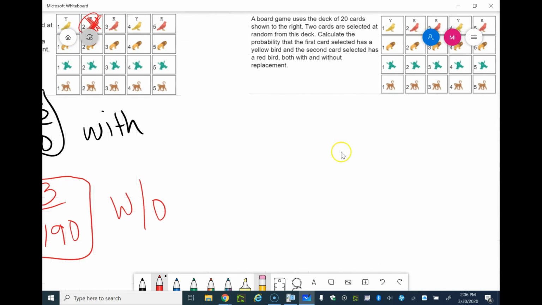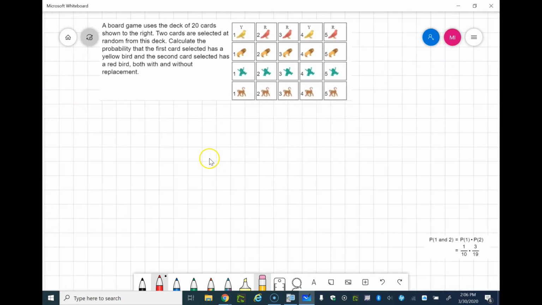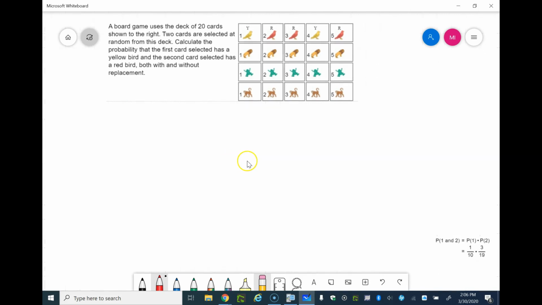So let's move over to a similar one. So same setup for this one here, but this time we're going to be finding the probability of a yellow bird, and then on the second time we're going to find the red bird. So let's talk about the first probability. How many yellow birds do we see in this problem? So 1, 2 yellow birds. So we have 2 over the total of 20 cards altogether.